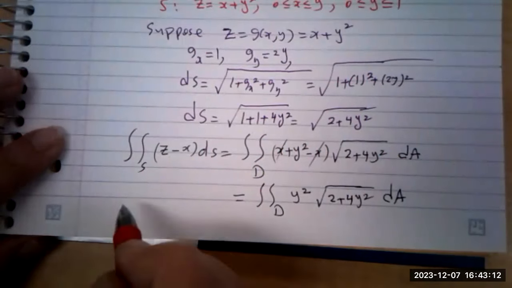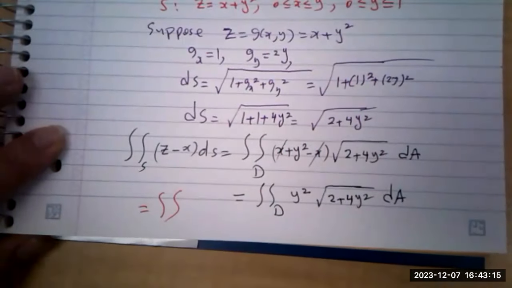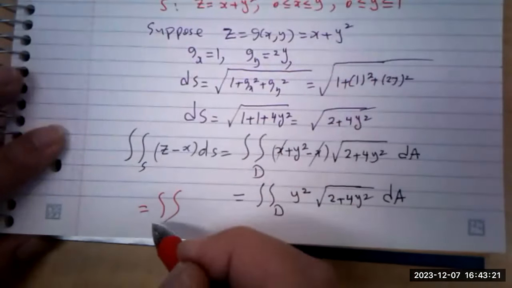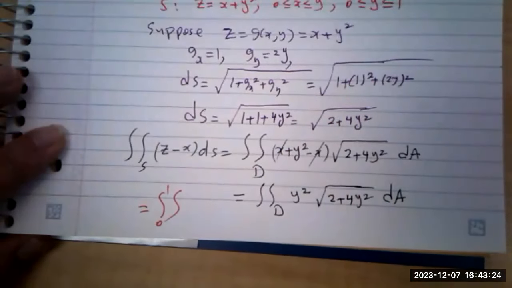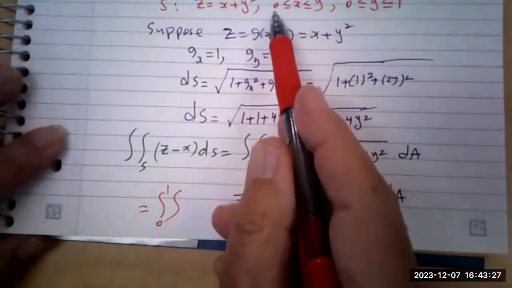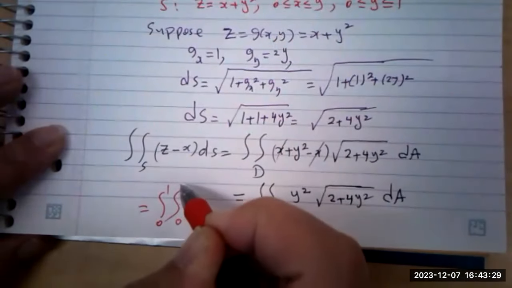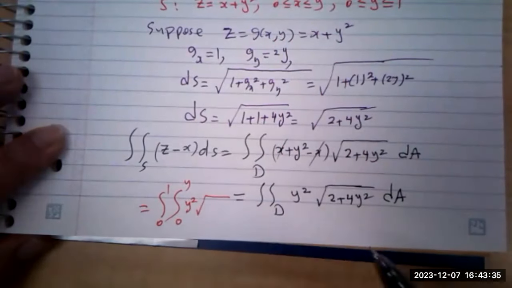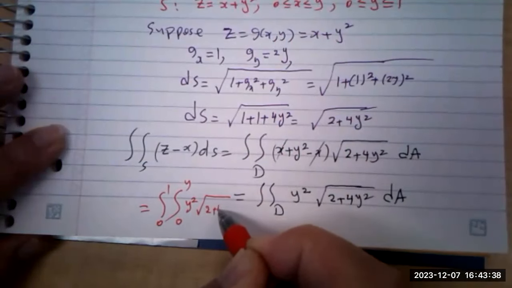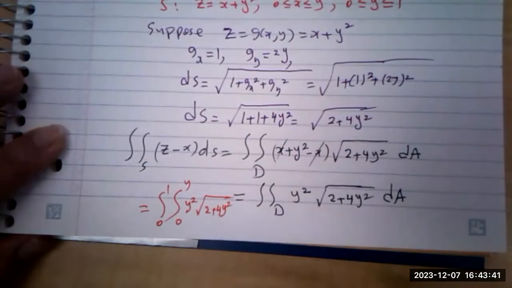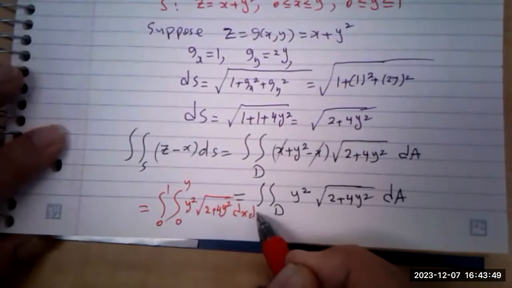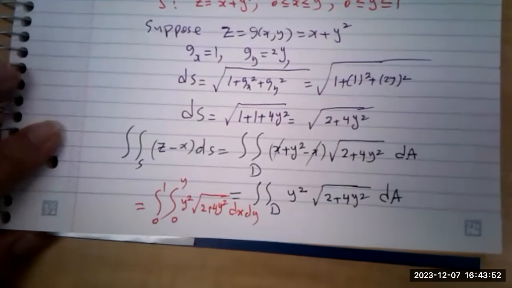So what I'm going to do is rewrite it as the double integral. The constant one which comes at the end, 0, 1, 0, 1. So that would be y. X is between 0 and y. Now you have the y squared times the square root of 2 plus 4y squared. So as we write it down, you are going to integrate with respect to the x first, then with respect to the y. Any question?